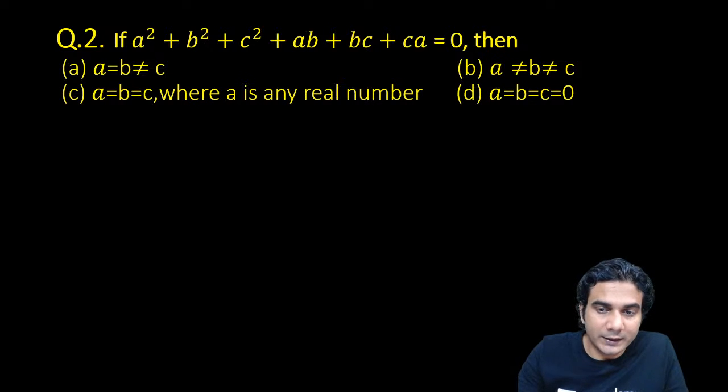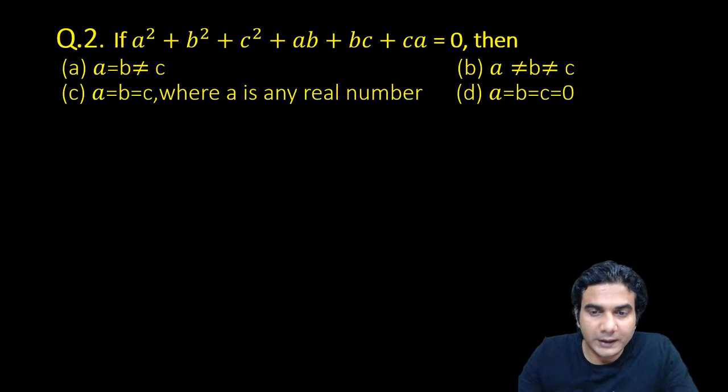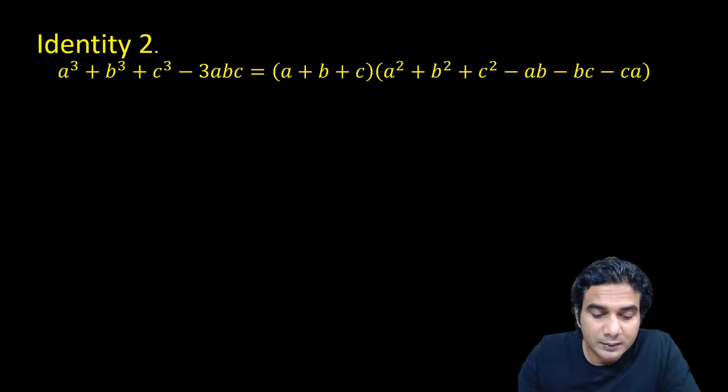Make the perfect squares. Like we did in the previous session, previous equation, multiply and divide it by 2, then make the perfect squares.